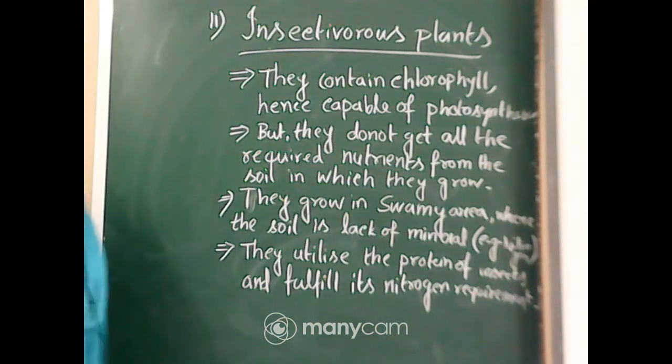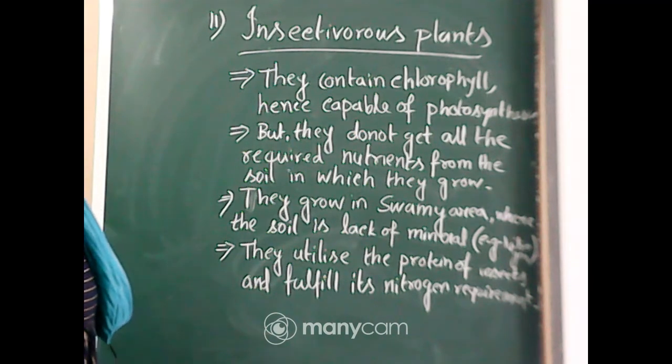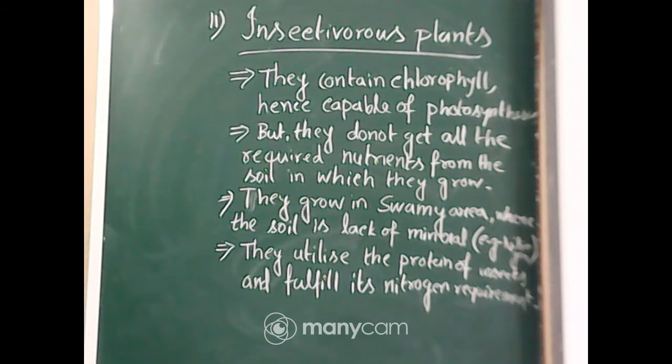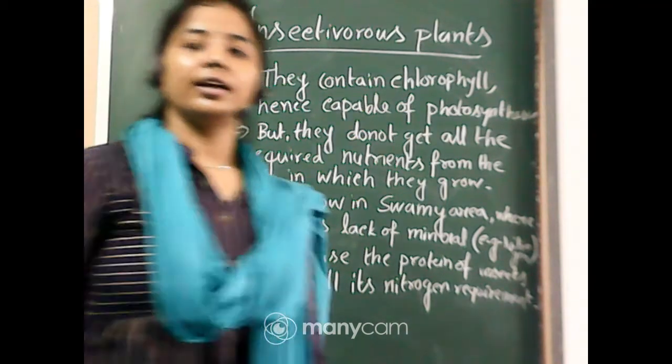Okay, just try to write. Again I am discussing, in case of insectivorous plants, they contain chlorophyll, hence capable of photosynthesis, but they do not get all the required nutrients from the soil in which they grow. They grow in swampy area where the soil is lack of mineral, example nitrogen, and they utilize the protein of insects and fulfill its nitrogen requirement. Is it clear to everyone? Is it clear?